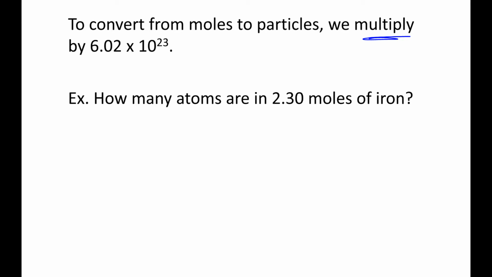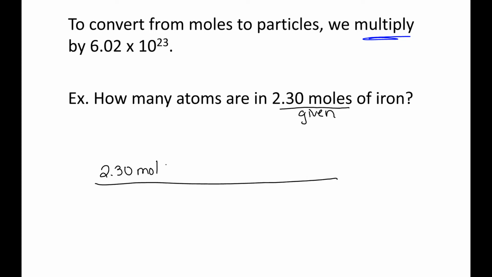So we're going to convert how many atoms are in 2.30 moles of iron. So this right here is what you're given. Okay? So we're going to start out with our picket fence. And if you remember in the picket fence, we always put what we're given in the first block. Okay? Now, we have a conversion factor. That conversion factor is 1 mole equals 6.02 times 10 to the 23rd. And in this case, we're looking at atoms.